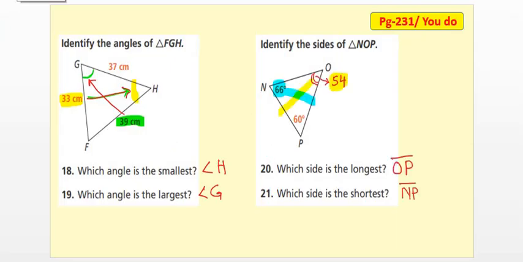Here are the answers. The third angle is becoming 54, so very obviously this is the smallest angle. Opposite to it, as you can see the line that is taking me to the opposite side, it's NP, so NP will become the shortest side. Now the blue color 66 is the largest angle. When I go to the opposite side, it is taking me to the side OP, that is the longest side because it is opposite to the largest angle. Clear? Okay, let's see what we have next.